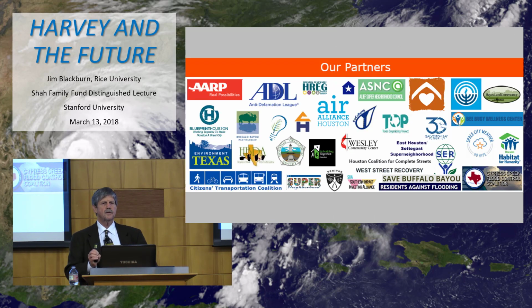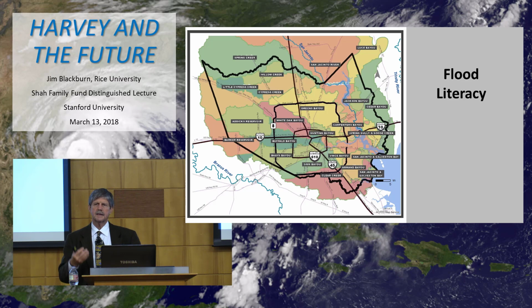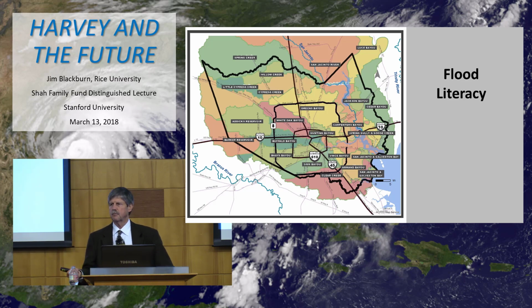We've got 40 organizations that have joined together to try to make sense out of this whole situation about moving forward. Our big goal is to have flood literacy throughout the community. I was talking to a lot of the students today about communicating and working with the public. My belief is the solution to these issues comes from the grassroots up. Without grassroots involvement, you really don't have the nucleus to make change occur. And we're going to have to change.